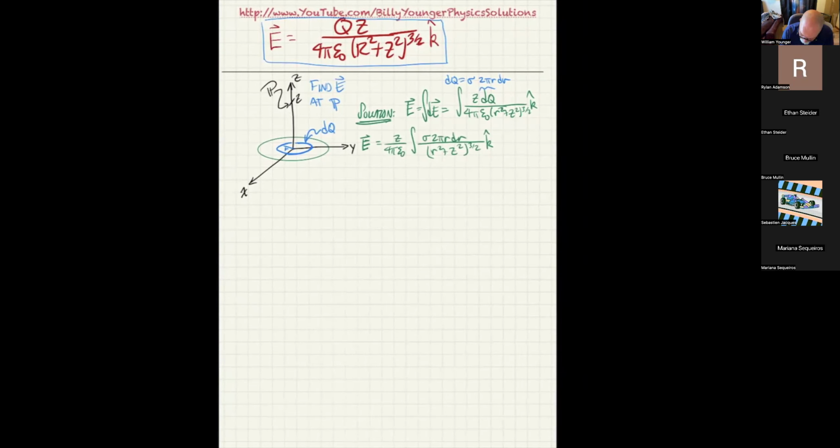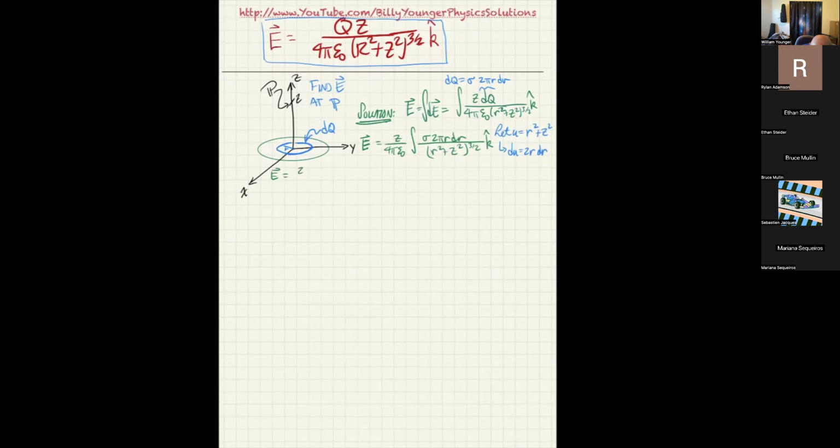What I'm going to do is say let u equal r squared plus z squared, so that du is equal to 2r dr, like that. Okay, so I can go ahead and take this E. I'm re-equaling it just because I wanted to have it start over further over here.